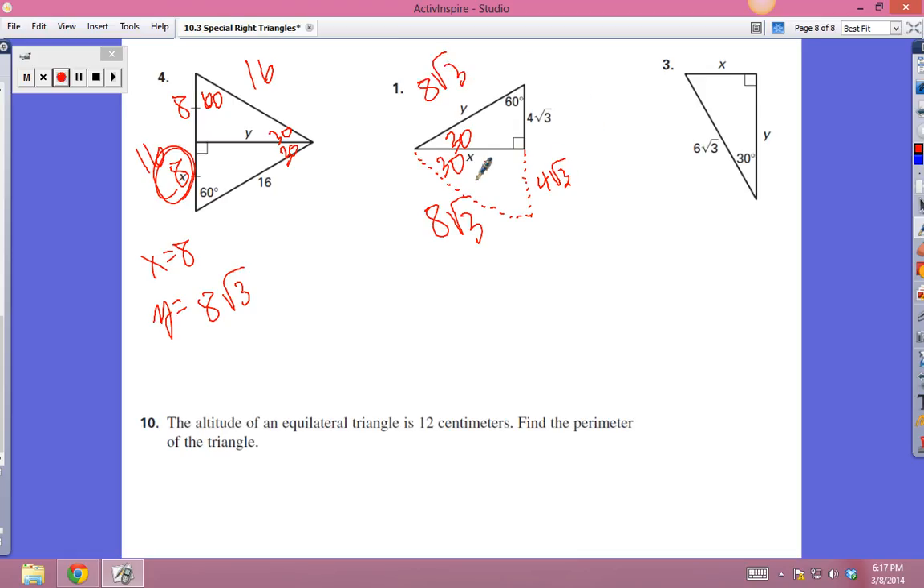And then x, the height of it, is going to be 4 square roots of 3 times the square root of 3, which is 4 square roots of 9. The square root of 9 is 3, 3 times 4, so x is going to be 12.